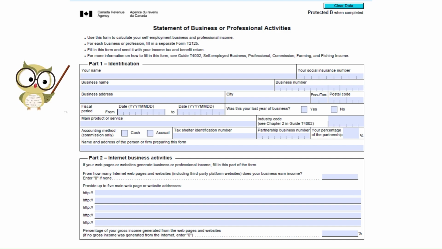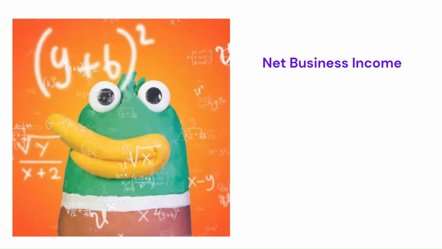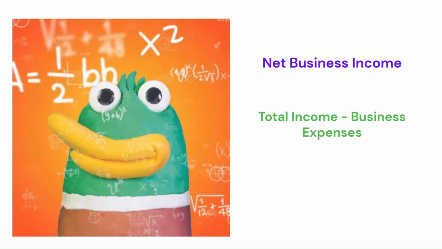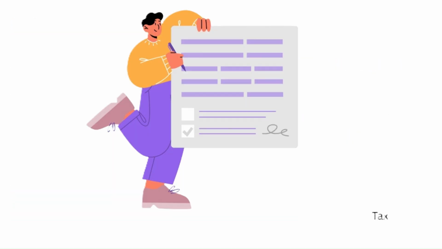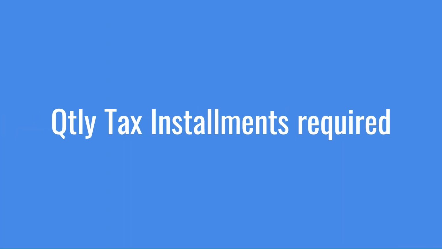Once you've entered all your information into this form, the magic math happens in the software. Your net business income is calculated. That's just your total income, minus your business expenses. This net income then gets reported on your personal tax return, on line 13500, and this is the number CRA uses to figure out how much tax you owe. And if you owe over $3,000, the CRA may ask you to make quarterly installment payments for next year.